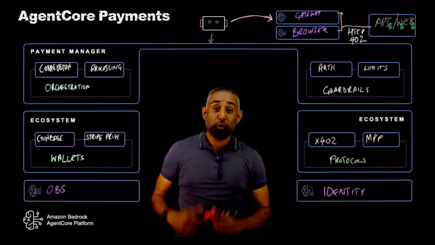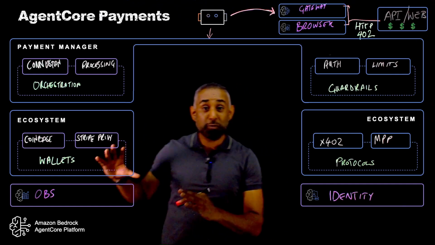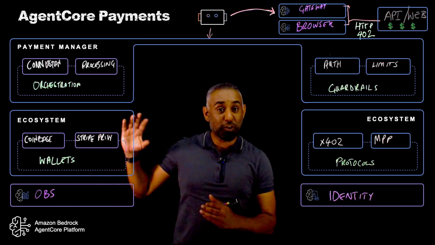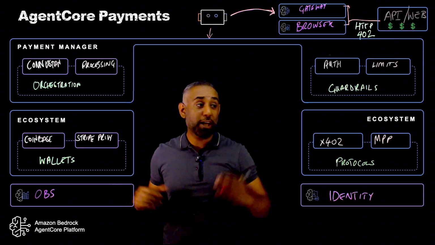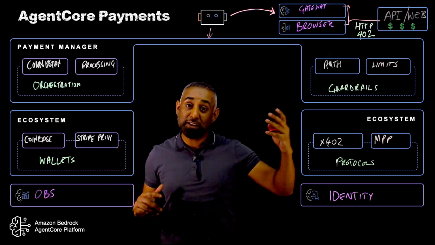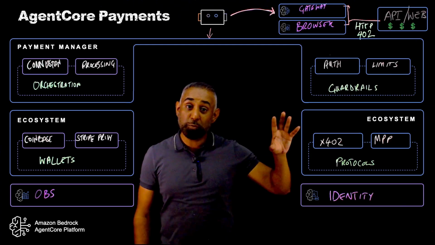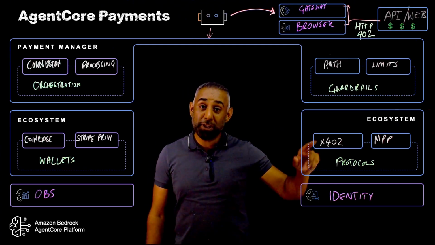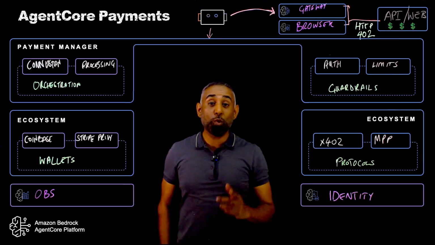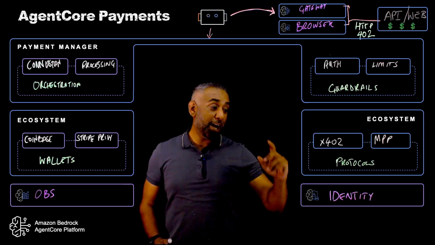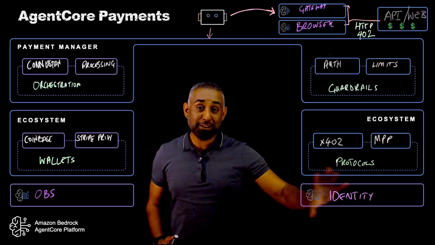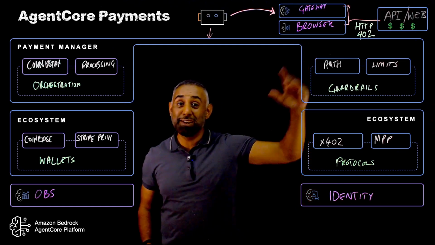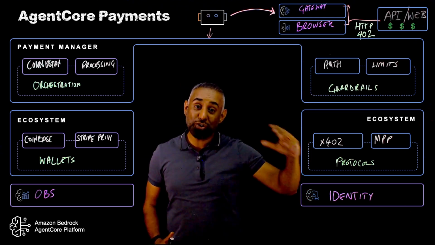From an ecosystem perspective, we've got our wallets in play from Coinbase and Stripe Privy. Hopefully they're topped up, so they've got the balances in them to allow for that execution and the payment of that, and then the utilization of that API. We've got the currently supported protocols in place, so the X402 protocol and MPP, Machine Payments Protocol, remember co-authored by Stripe and Tempo. While that's all going on, AgentCore identity is in there, making sure that correct permissions are allowed. The agent's allowed to actually pay for that API and utilize that API.